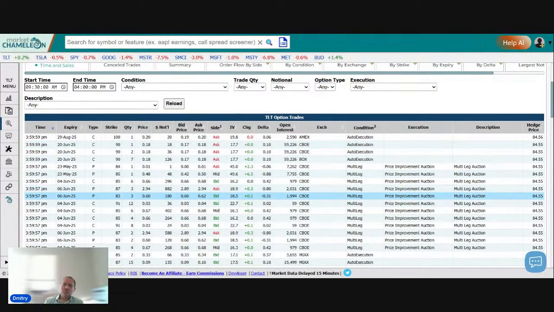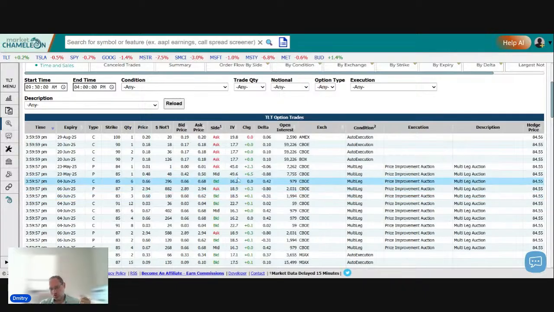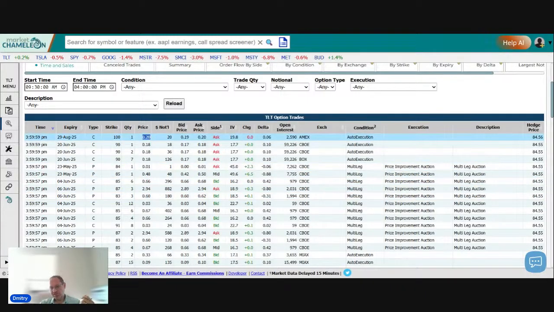So going now further, if we have the option trade price, right? And we have the timestamp, right? So we have a timestamp and the option trade price. Well, we could also then find what the stock price was at that time. Okay, so over here, this is the stock price, 84.56.